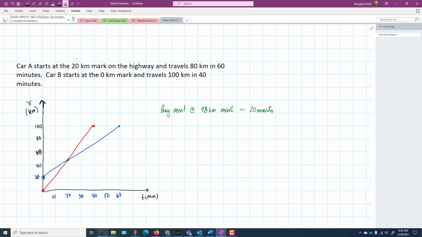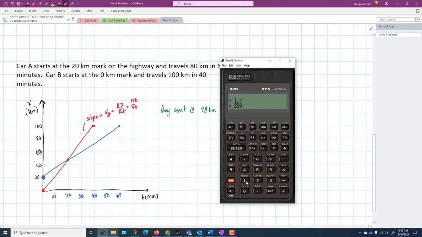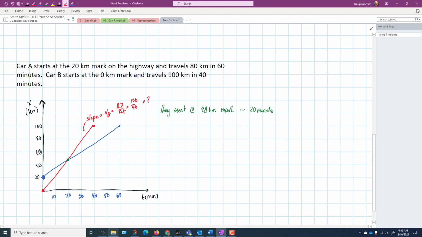Let's figure out some velocities here. Slope of this, slope is equal to VA, which is delta X over delta T, which is, oh no, that's VB, sorry. So that's 100 over 40. So that is, well, what does that work out to be? Like 2.5 or something like this? So that's 2.5 kilometers per minute. We'll change that later, but that's kind of a weird unit.